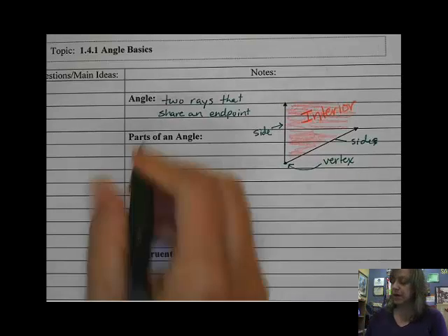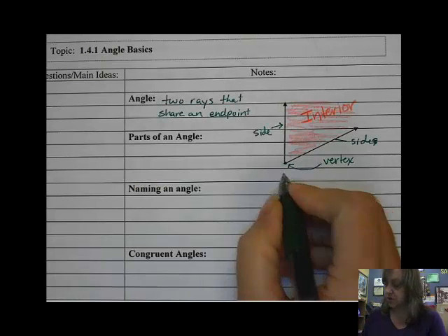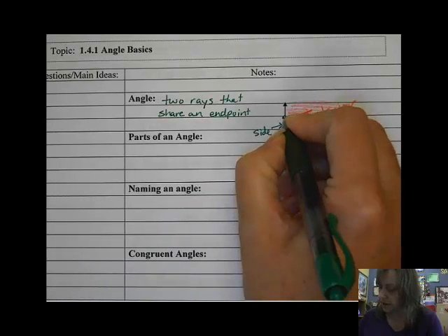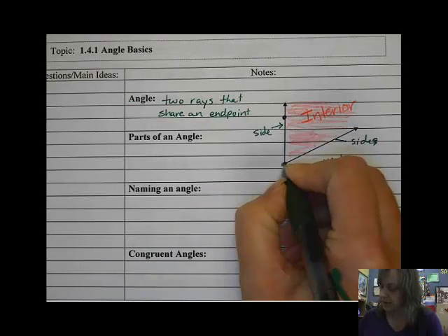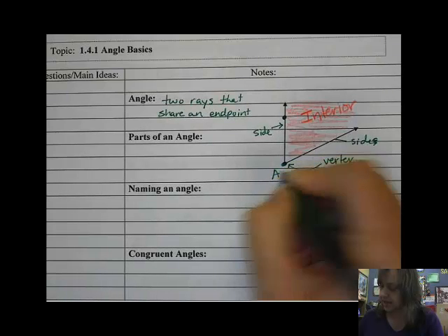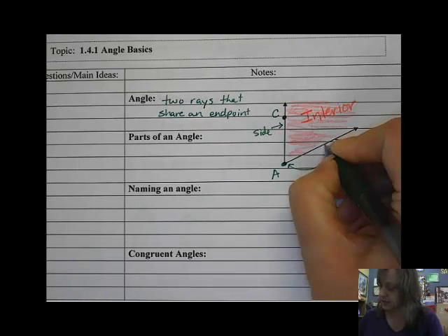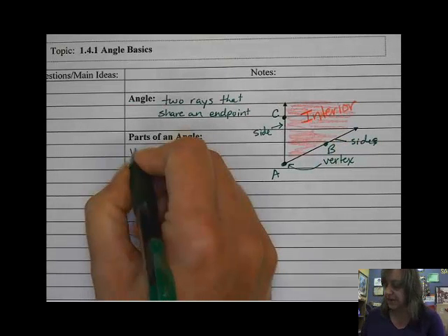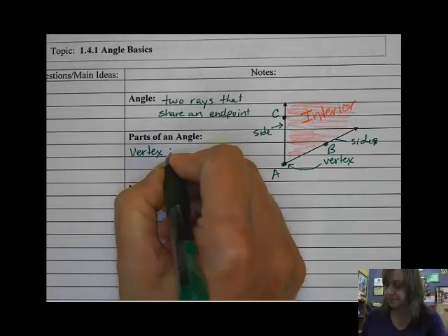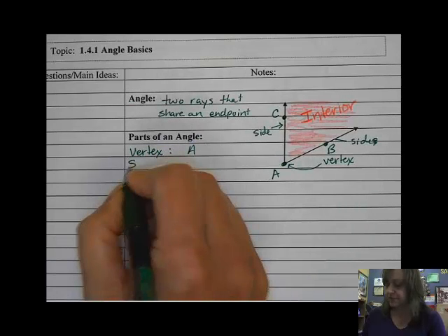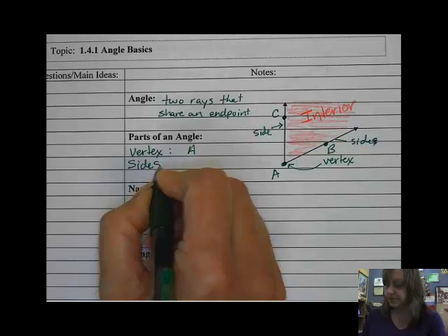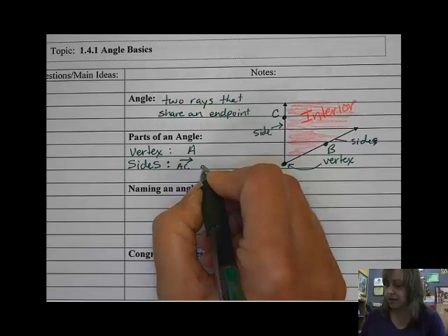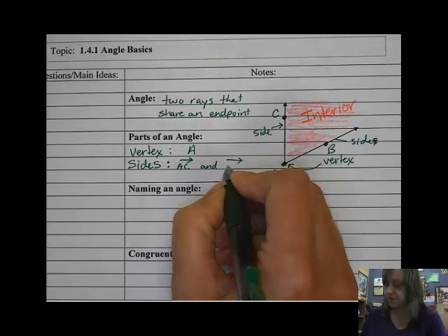So let's list out the parts we can name. In this angle, let's just put some letters on here. Let's put a point on one of the sides so we can name the rays. Let's call the vertex A, and then let's call this C here and B here. So we've got the vertex, which is point A, and then we have two sides, the rays. Starting at A, we have ray AC, and starting at A, we have ray AB.